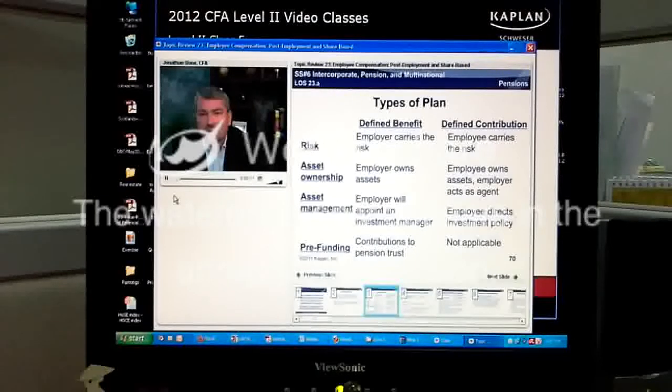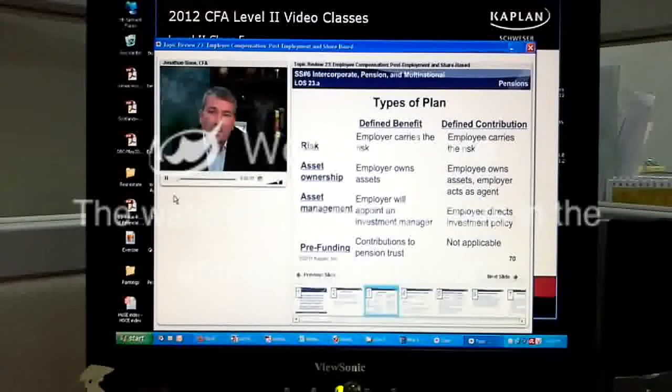And of course, the employer makes periodic contributions to the pension trust in order to fund the pension plan. So with a defined benefit pension plan, we're going to have a liability that's going to represent the amount owed to the employee once they retire, and we're also going to have an asset being the pool of assets used to fund that liability.